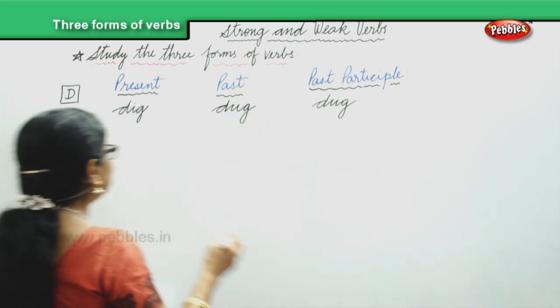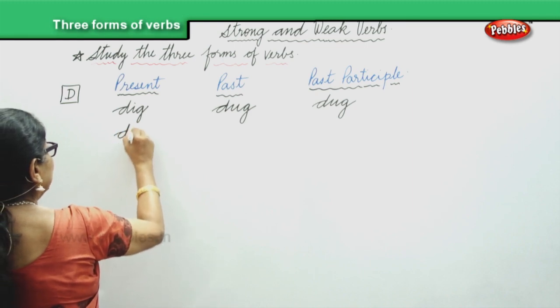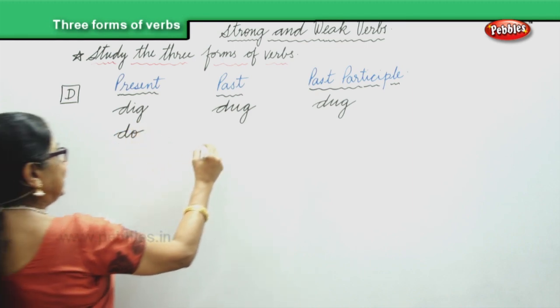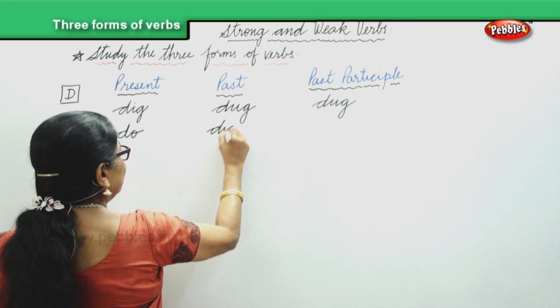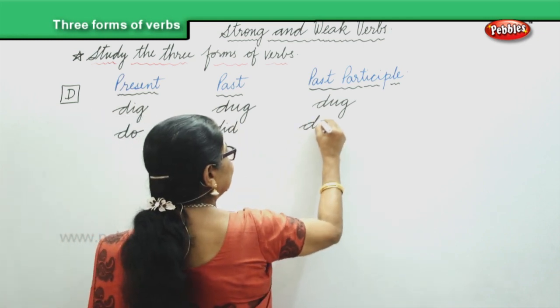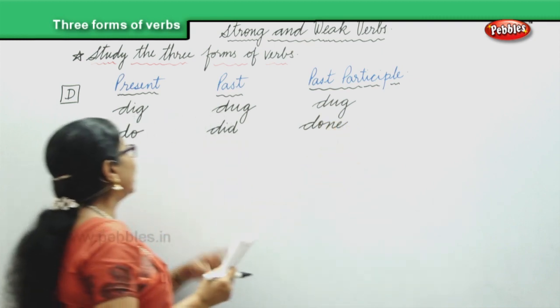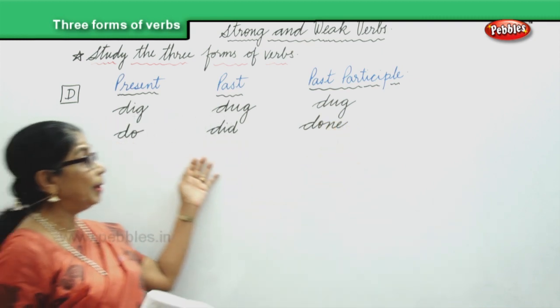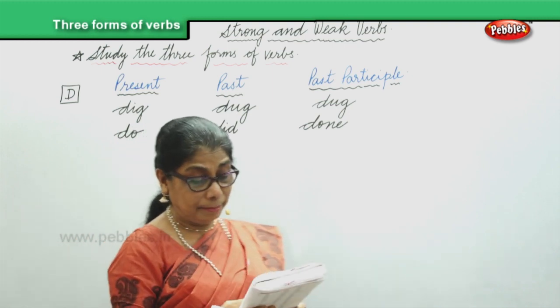Do. You must do your work. So, I do my work. I did my work. Do, did, and the done. I have done my work. Do. I'm doing my work. I did my work. I have done my work.